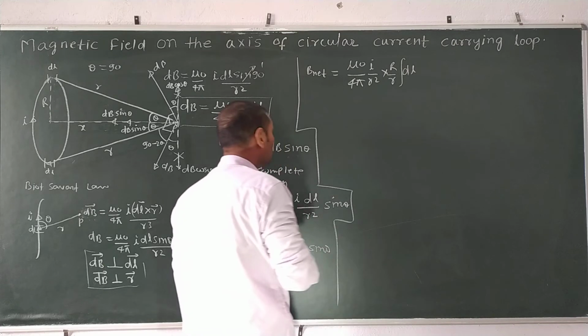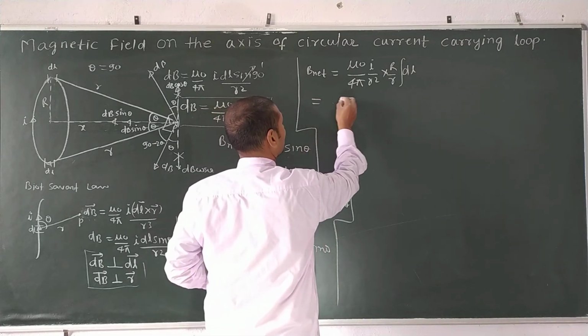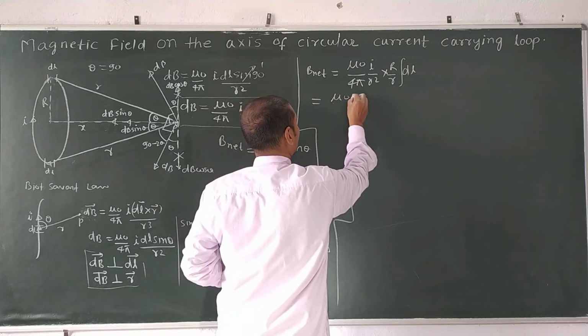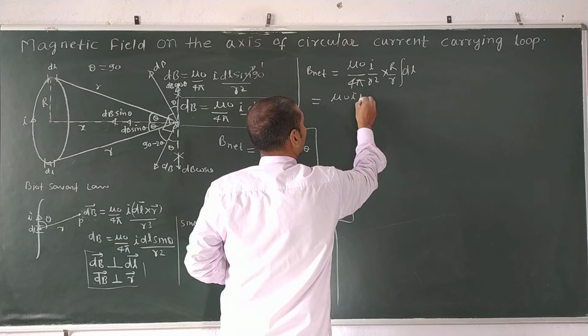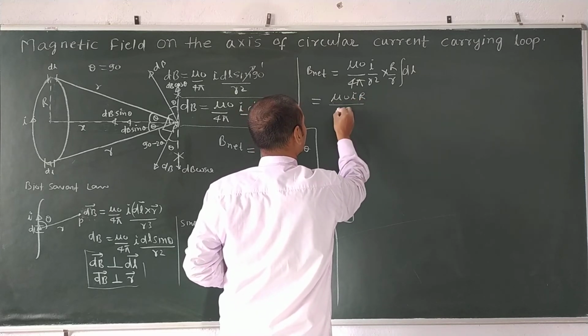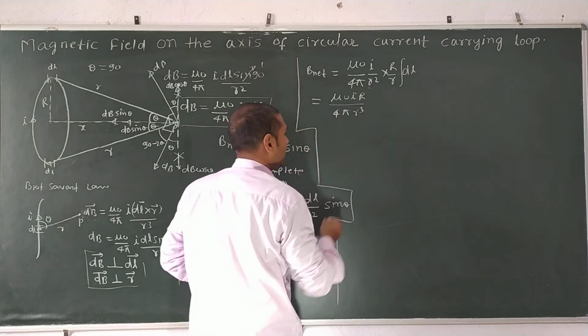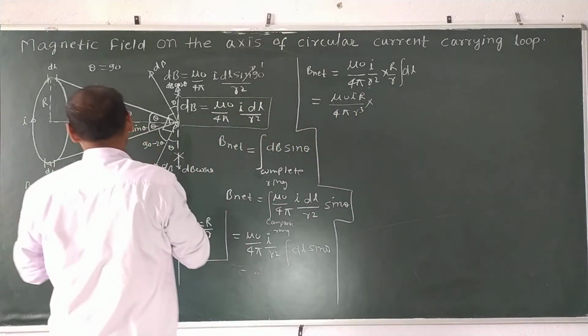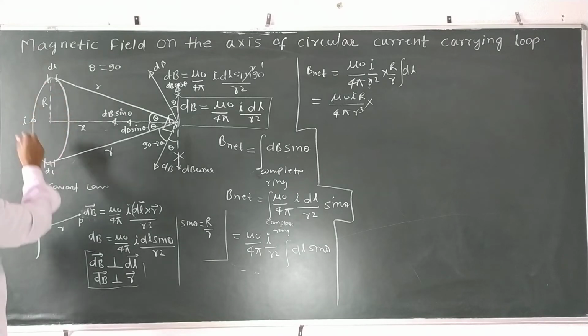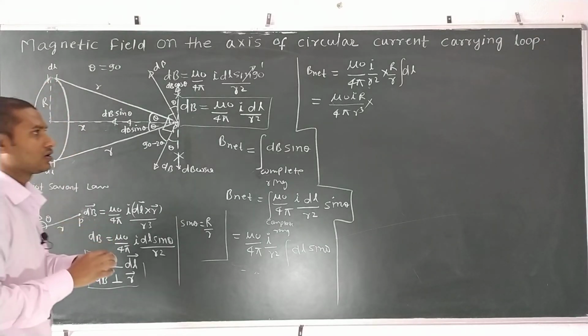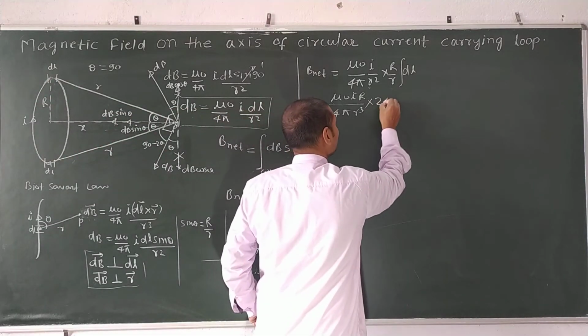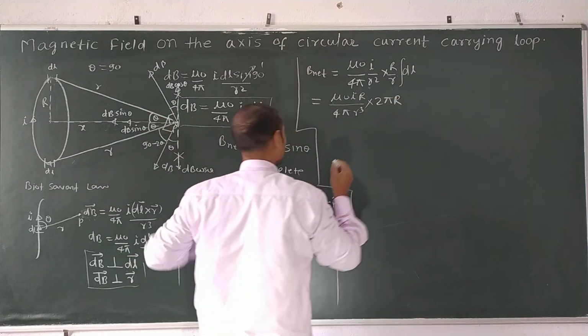Okay, so from here, mu naught I R upon 4 pi r cube. If we integrate this dl, then we will get the circumference of the complete ring, that is 2 pi capital R, because the radius is capital R.